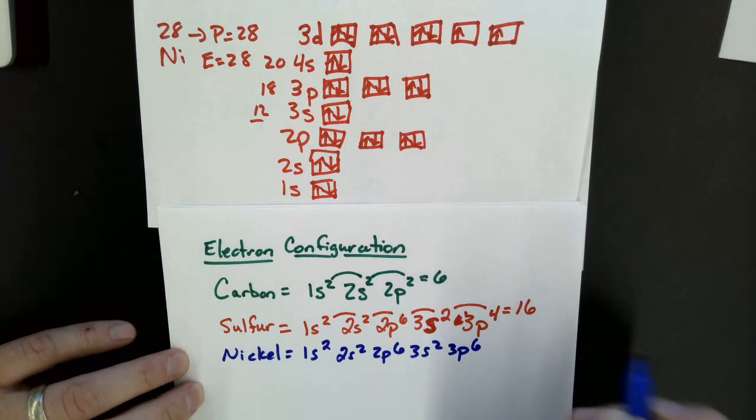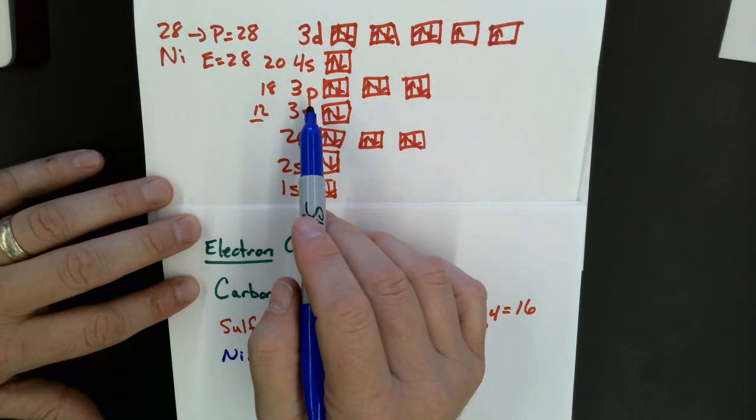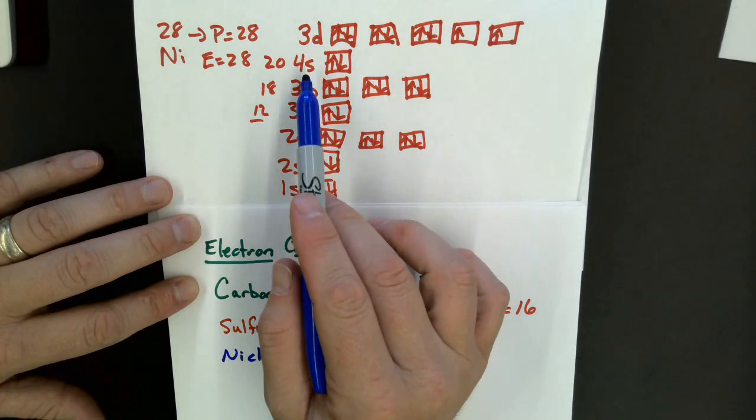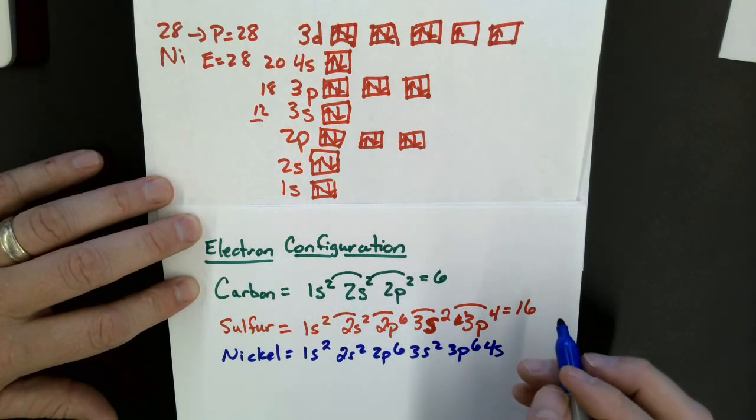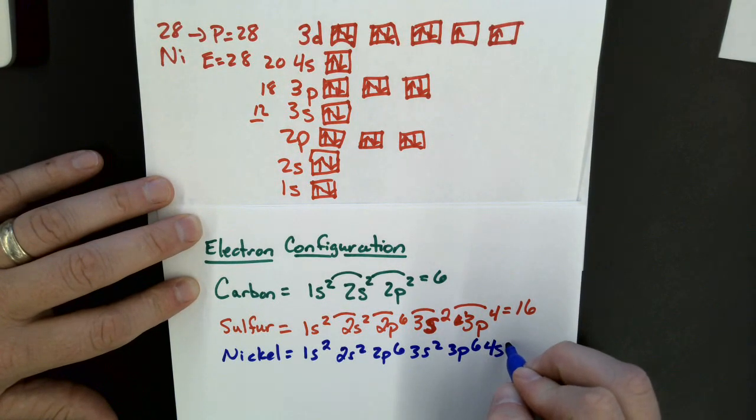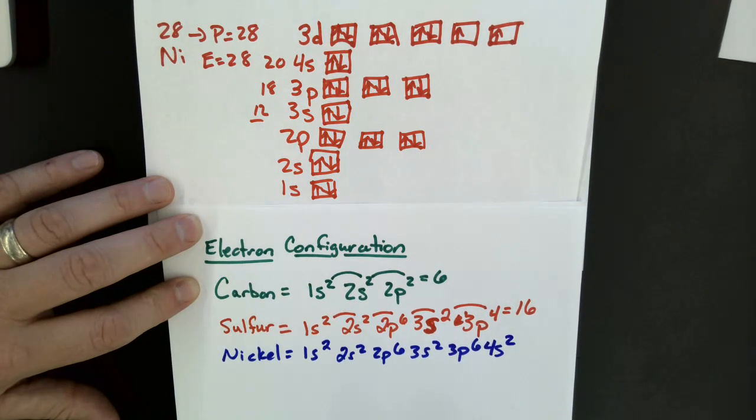3p6. Now remember, we get all the way up to 3p, and instead of going to 3d, we fill up 4s, because again, the 4s takes less energy than 3d does to fill out. So there's 4s2.